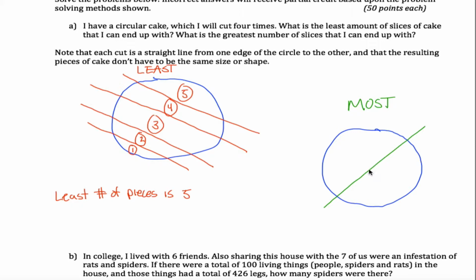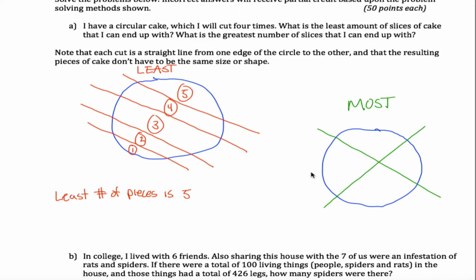My second cut, all I got to do is make sure that it intersects my first cut. So put it wherever the heck you want. There, fine. Now, after just 2 cuts, I have 4 slices of cake. As opposed to over here, after 2 cuts, I had 3 slices of cake. My third cut is again interesting.